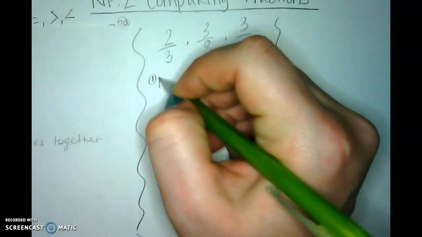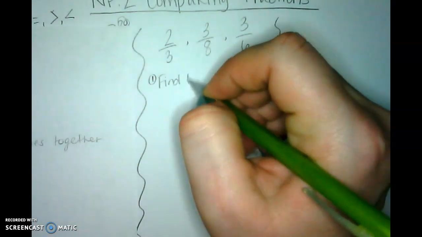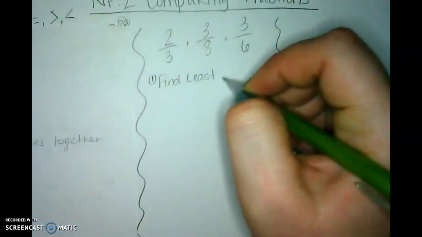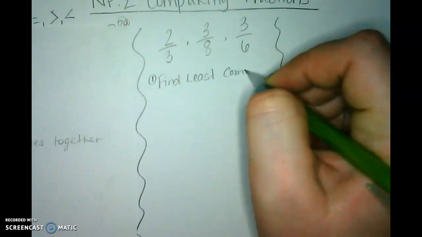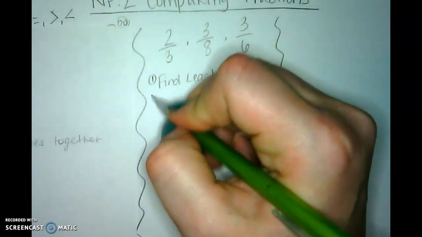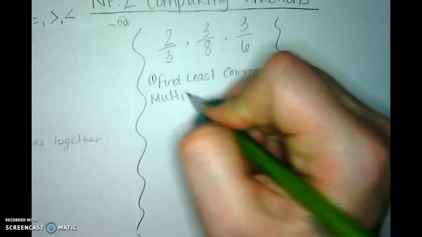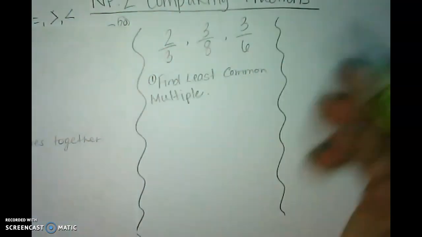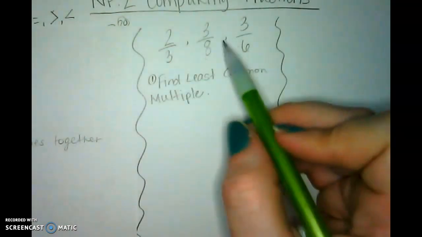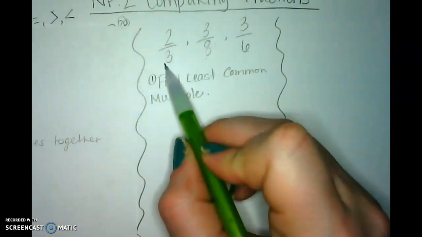So step 1, find least common multiple. And remember, we know that a multiple is when you count by the digit. So I always tell you to start with the biggest multiple.